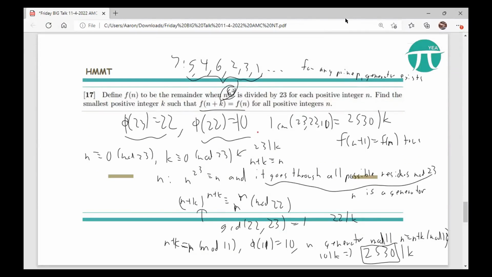And so this was from the bottom up. Our initial number limited the bottom, and this number limited the top, and both of them reach 2,530. That means our answer is 2,530.